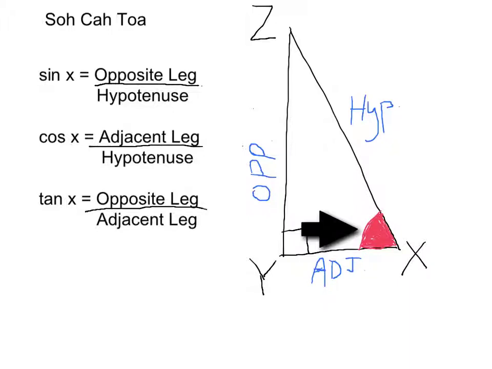We can see that sine is opposite over hypotenuse. I don't want to use hypotenuse, so that means I can't use cosine. Tangent is the one I want. Tangent involves the opposite and adjacent legs.